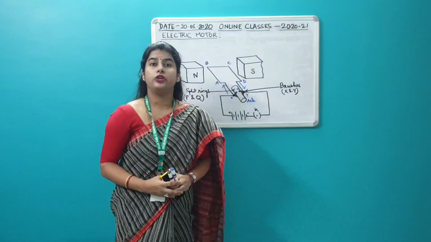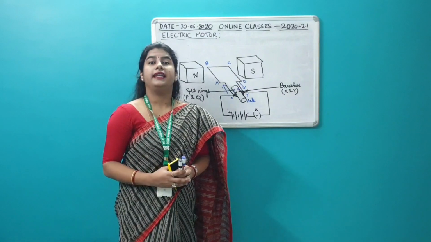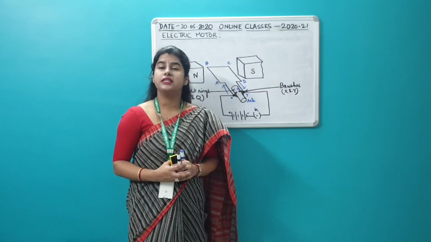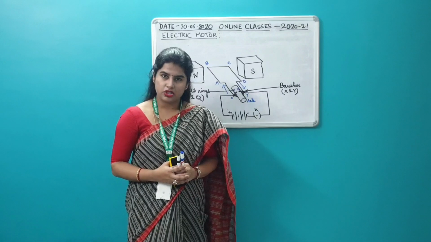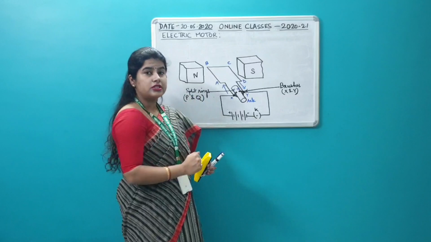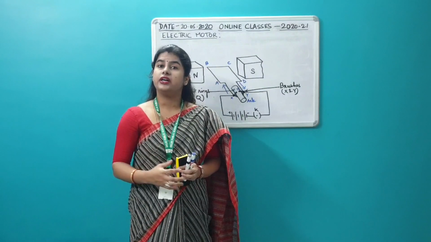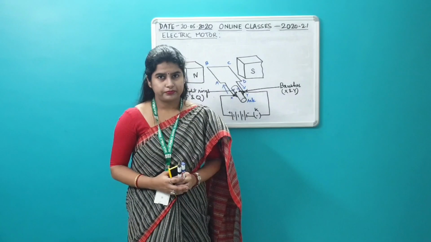And before that, I would like to tell you what is an electric motor. An electric motor is a rotating device which converts electrical energy into mechanical energy. I hope I am clear. What is an electric motor? An electric motor is a rotating device which converts electrical energy to mechanical energy.